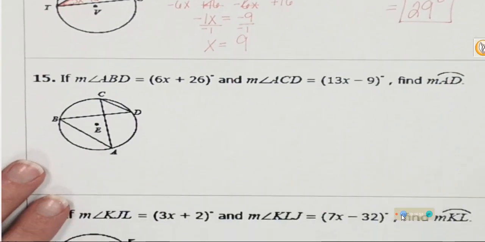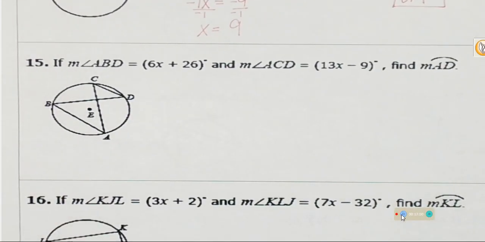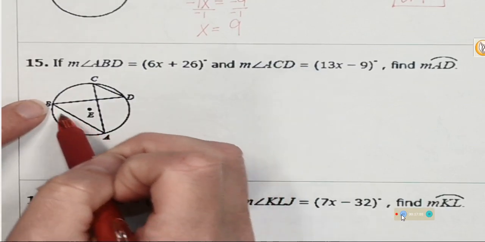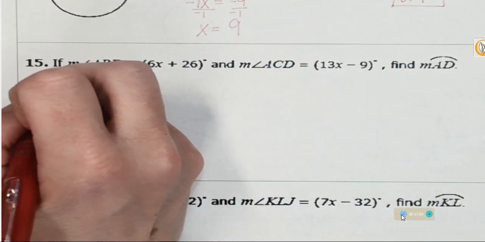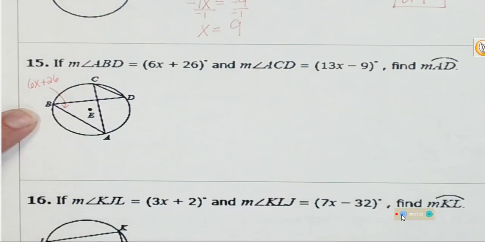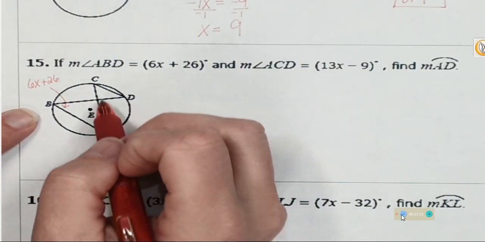All right. Now, if the measure of angle ABD, let me figure out what that is. ABD. That's this angle right here, 6x plus 26. And the measure of ACD.